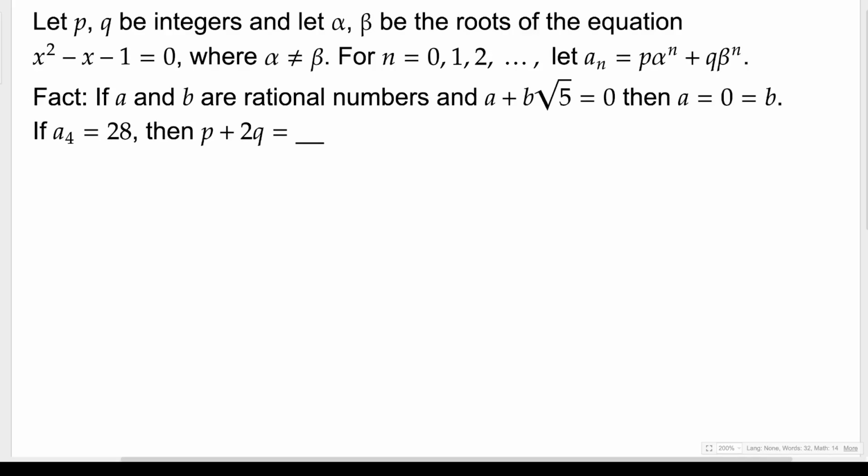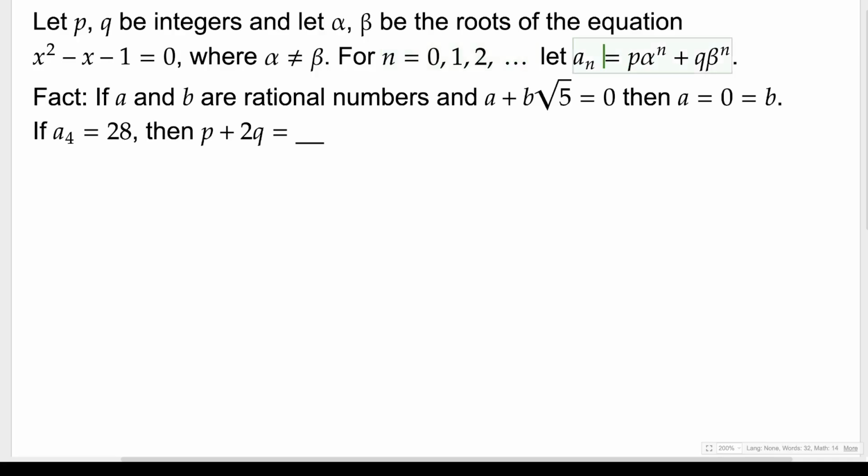Consider this given problem statement. Let P and Q be integers, and here alpha and beta are the roots of the given equation, x square minus x minus 1 equal to 0, and it is mentioned that alpha is not equal to beta. That means these two roots are distinct, and here n can take the values 0, 1, 2, 3, and it goes continuously.